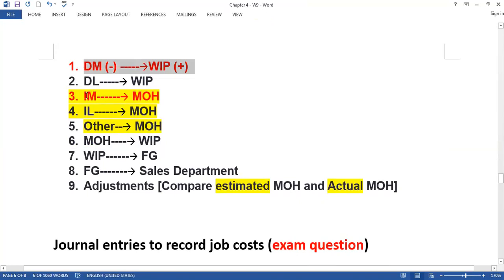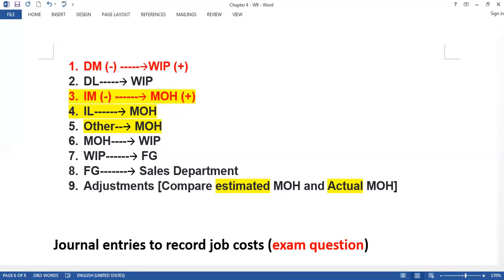Then indirect materials transfer to where? Indirect materials transfer to MOH, right? Which one is increasing and which one is decreasing? Indirect material is decreasing and manufacturing overhead is increasing. Clear? Do you understand?